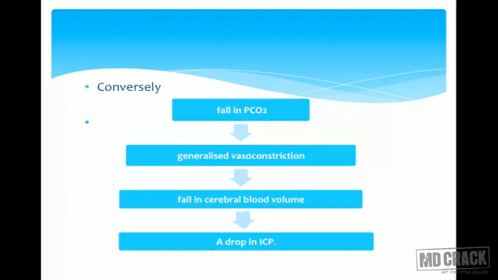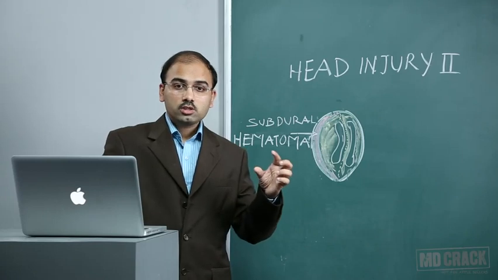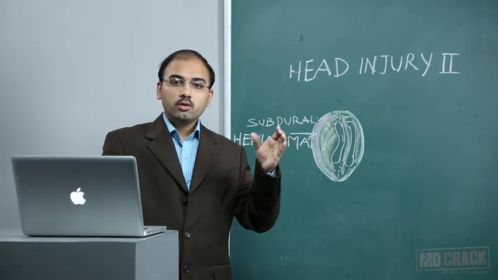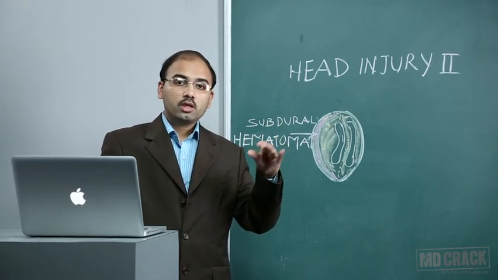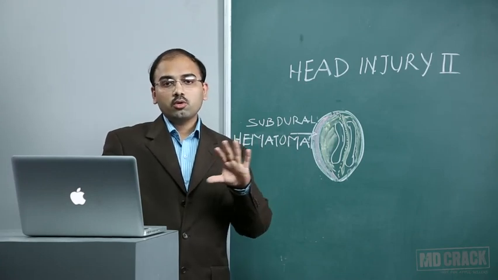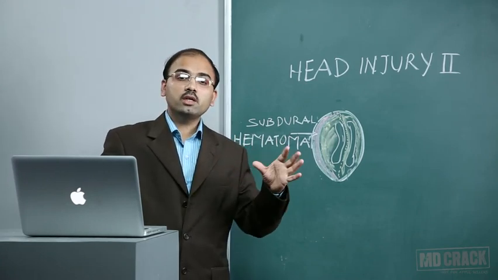Conversely, if you hyperventilate this patient, and many times hyperventilation therapy is given for patients who have raised intracranial pressure, hyperventilation will cause a fall in partial pressure of carbon dioxide. It will cause generalized vasoconstriction. That will cause a fall in intracerebral blood volume and it will drop the intracranial pressure. So this appears very interesting. Whenever you have raised intracranial pressure, you can hyperventilate the patient. Overall, superficially, prima facie, this looks like a very interesting fact.